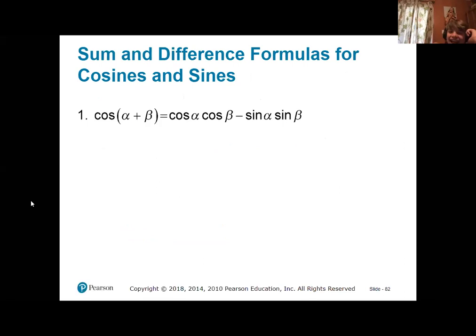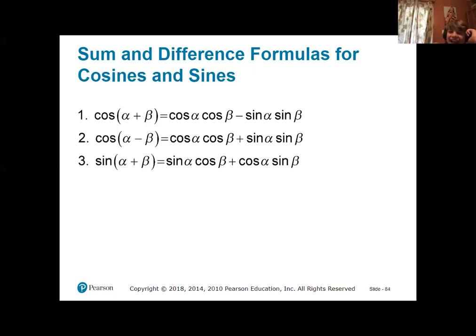But this is a cosine one. You want to copy these down. These are the sum and difference formulas for sine and cosine. So you have cosine of alpha plus beta, cosine of alpha minus beta, sine of alpha plus beta, and sine of alpha minus beta. So go ahead, I'll give you a minute to write those down.